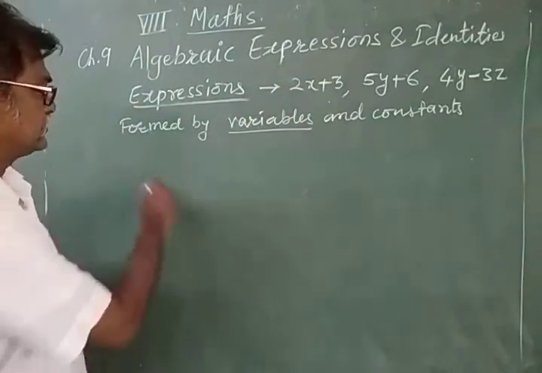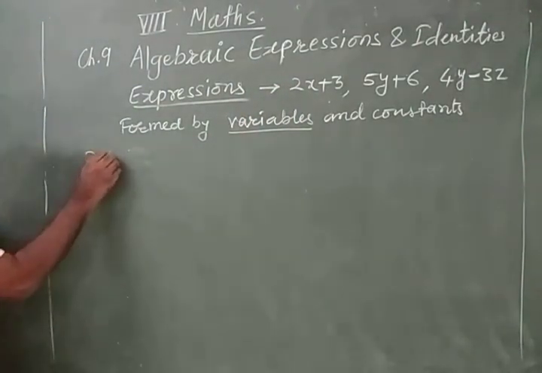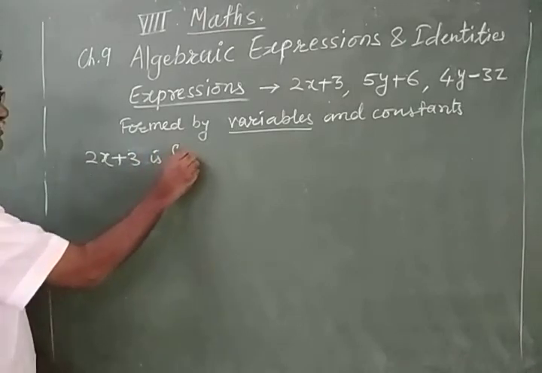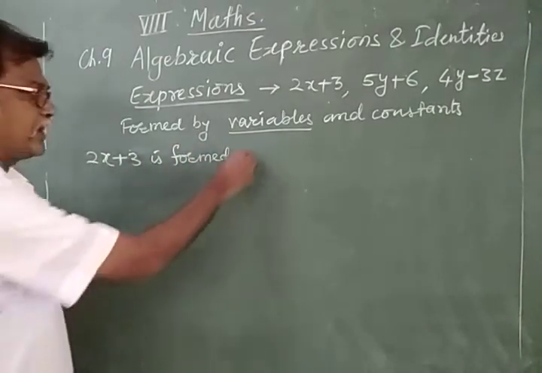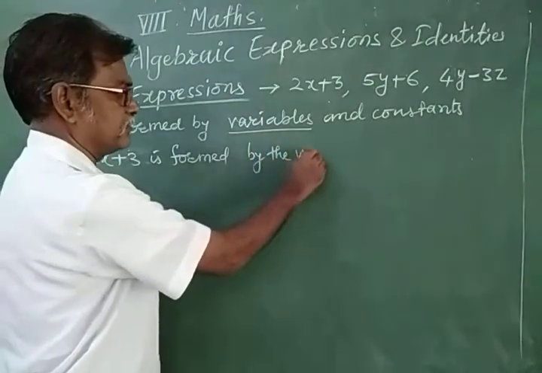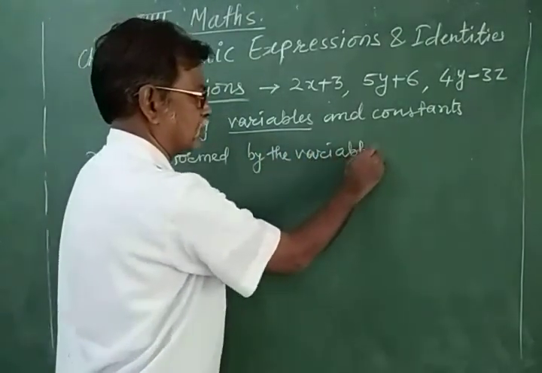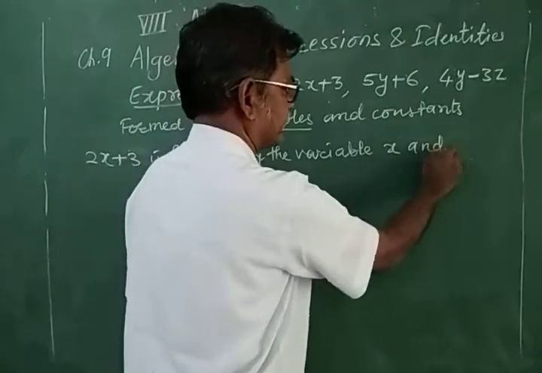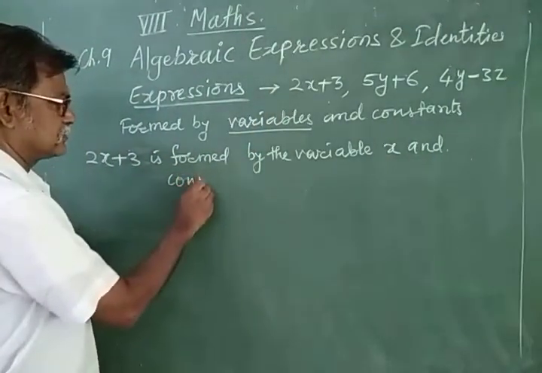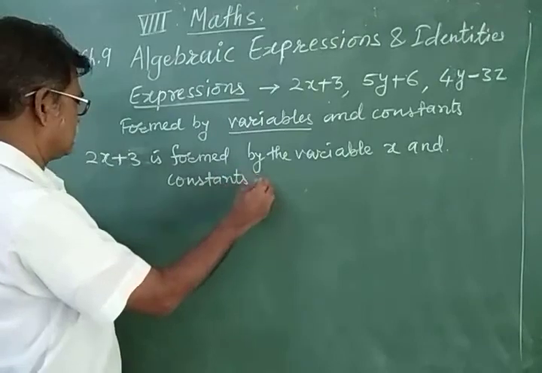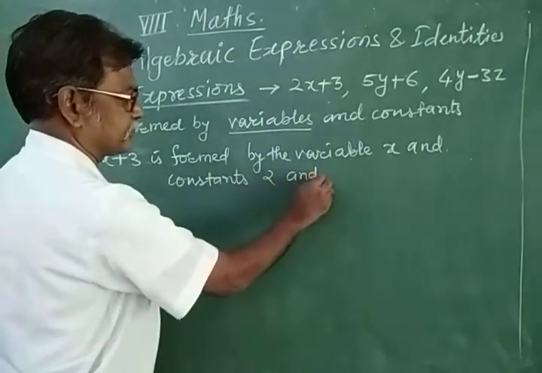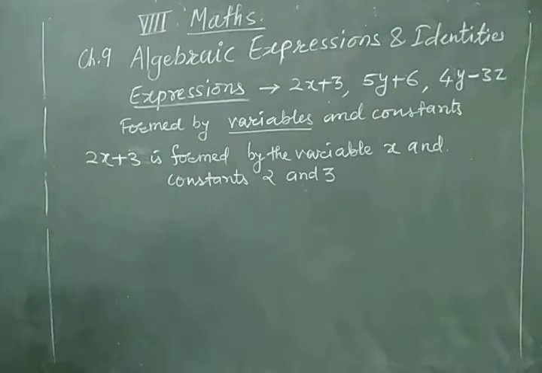For example, 2x plus 3 is formed by the variable x and constants. 2 and 3 are the constants there, and x is the variable. So like this you can form the expressions.